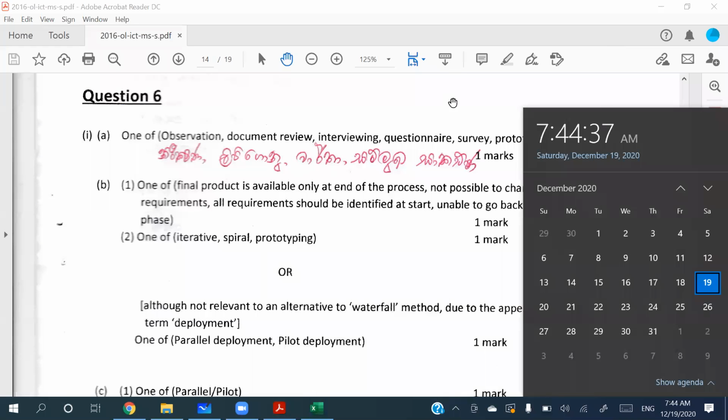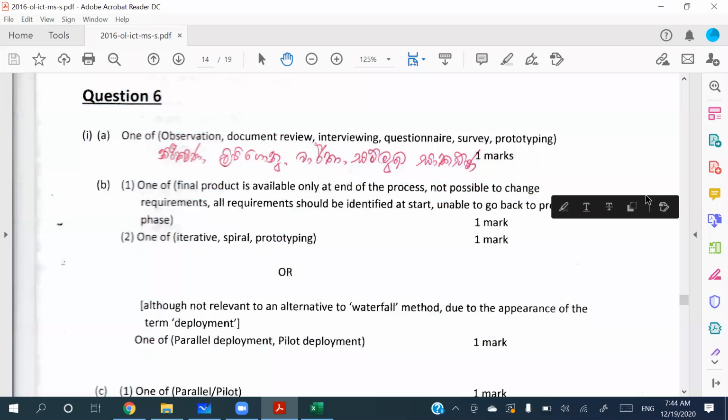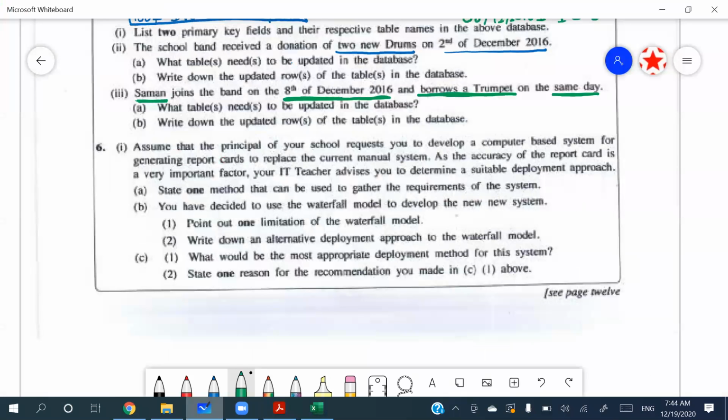Right, so as the marking scheme shows, you can see observation, document review, interviewing, questionnaires, surveys, prototyping, likewise, right? So you can have any. And in the B part, let's see what has happened with the B part.